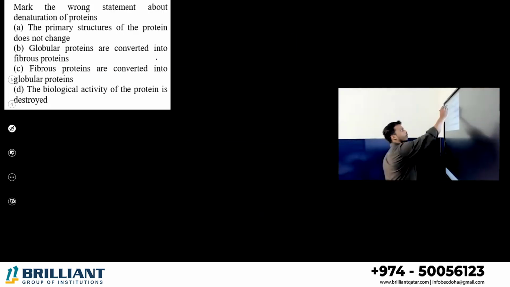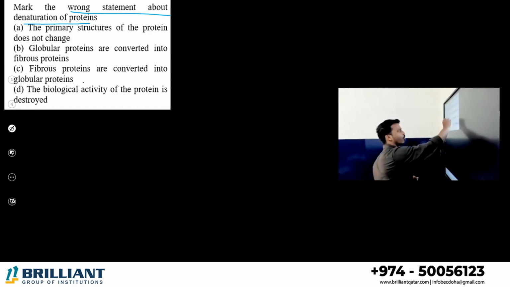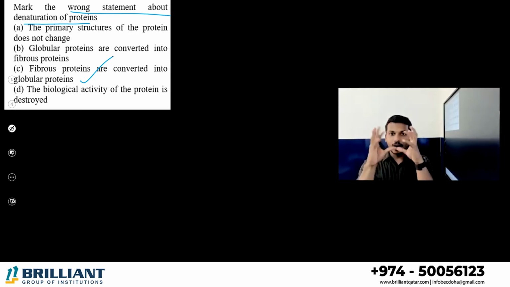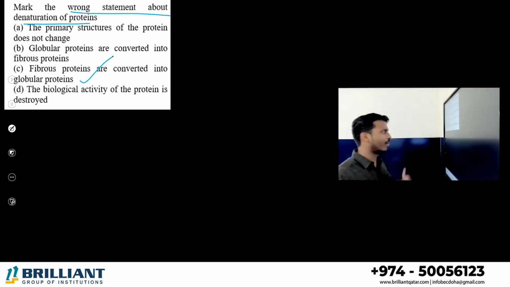Mark the wrong statement about denaturation of protein. Primary structure of the protein does not change. Correct. Globular proteins are converted to fibrous protein. Correct. Fibrous proteins are converted to globular. No. When you heat the protein, fibrous means fiber-like, and globular means a spherical one. When you heat it, the spherical globular protein unfolds and becomes a type of fibrous. Not fibrous to globular. That is wrong. Biological activity of the protein is destroyed. Correct. Option C is the answer.